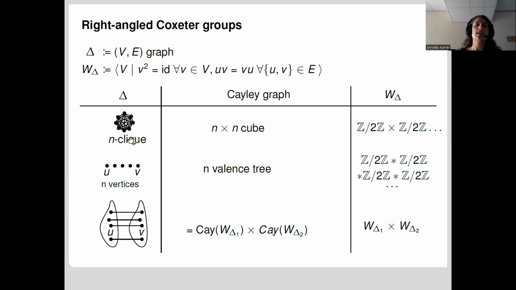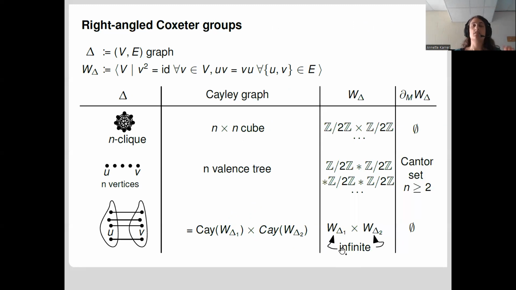More generally, an n-clique corresponds to an n-cross-n cube. N vertices correspond to an n-valence tree and to such a group here. And again, like in the Artin group case, a join of two graphs corresponds to a direct product. And now if the two right-angled Coxeter groups, the two factors, are both infinite, then we get automatically, as before, that the Morse boundary is empty. And a right-angled Coxeter group is infinite if we have at least two non-adjacent vertices in our defining graph.